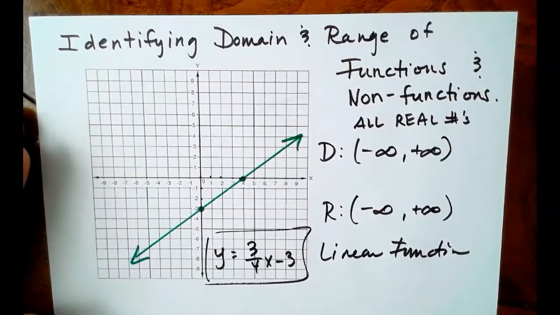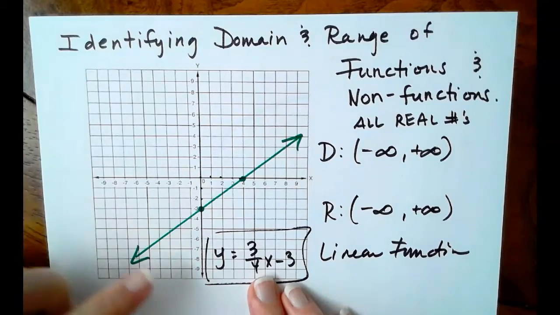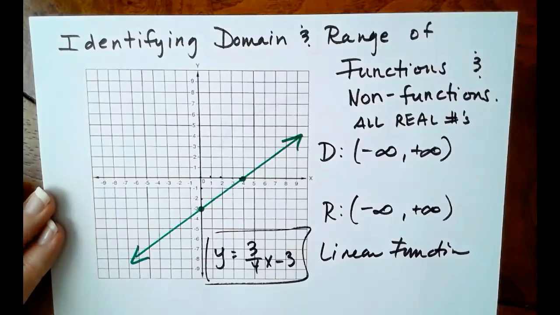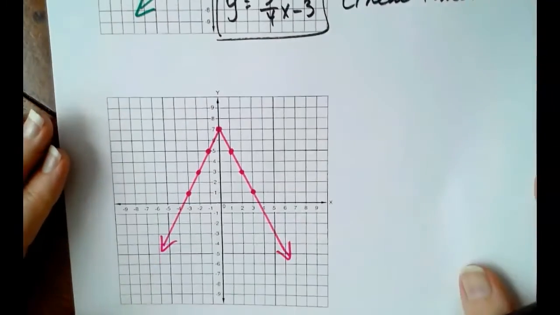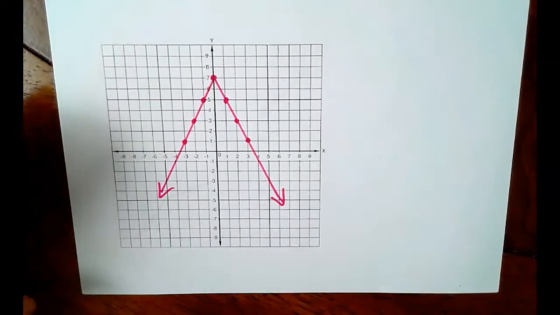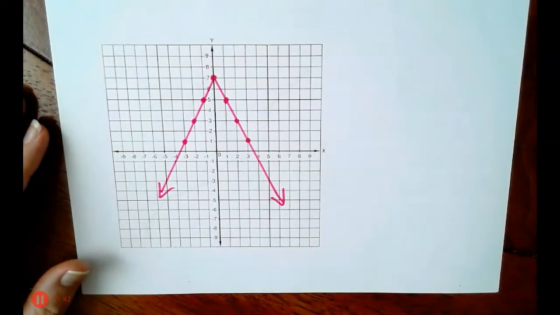Very clear to see that there are no restrictions on what you can put in for x as an independent variable. And then the dependent variable y will also have no restrictions as well. That's why the domain is all real numbers and the range is all real numbers. The function on the bottom is an absolute value function. So we will see these later in this chapter.